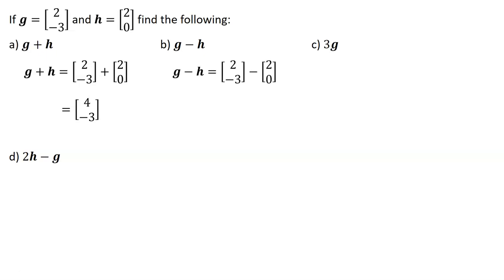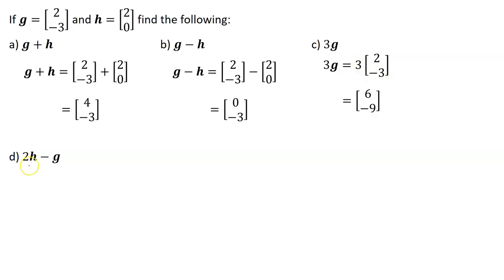Subtracting. Similarly, subtract the second horizontal movement from the first, subtract the second vertical movement from the first. So 2 minus 2 is 0, -3 minus 0, -3. Multiplying by a scalar. So this 3 multiplies both the horizontal movement and the vertical movement. That gives me 6, -9.